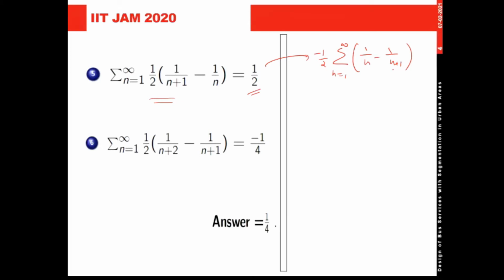So we will get this series of the form that is a telescopic series, and if you solve this, you will get the answer 1 by 2. So now if you solve this, you will get the answer minus 1 by 4. So you can use the method of partial fractions, and the answer will be the sum of this. So the answer will be 1 by 4.